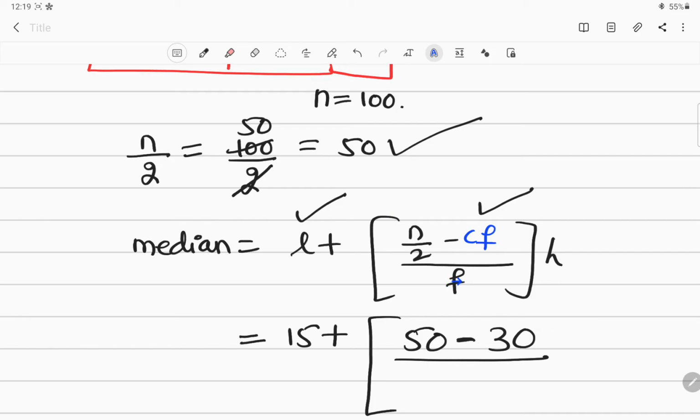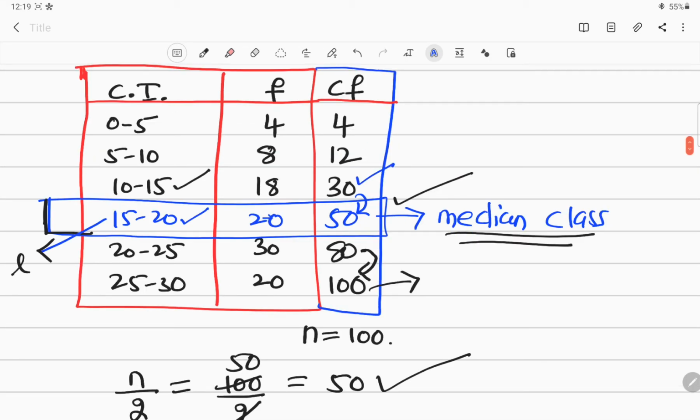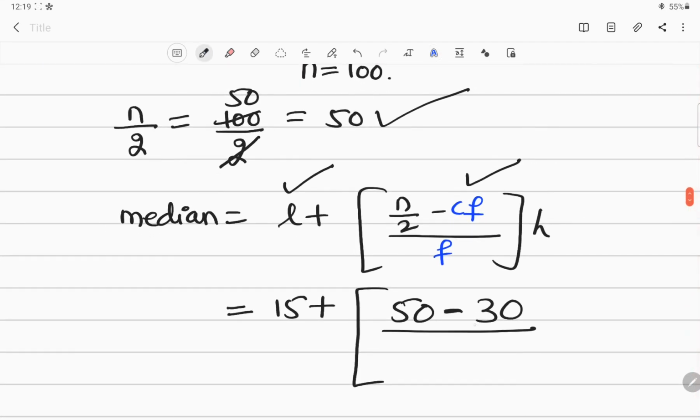Clear? Now F means the frequency of the median class. Where is the median class? Here is the median class, this entire thing. What is its frequency? 20 is the frequency. So just write it down: 20 is the frequency of the median class, into H.